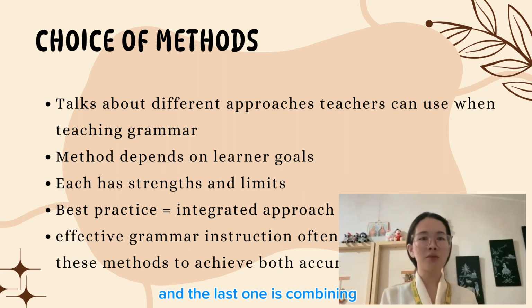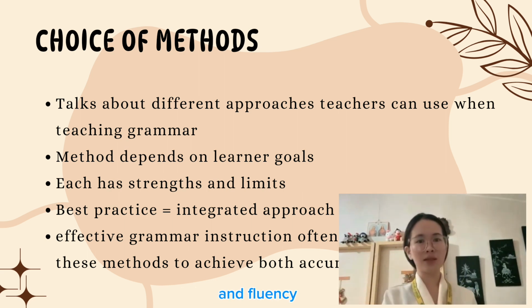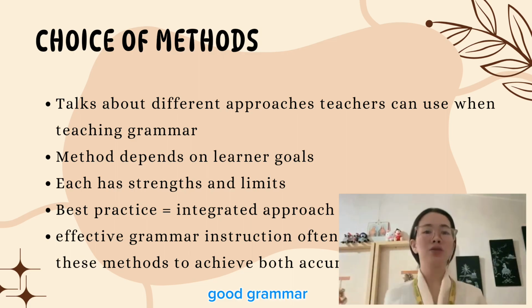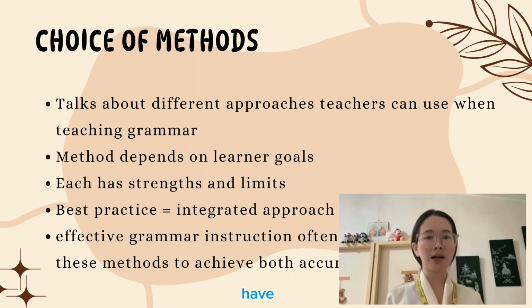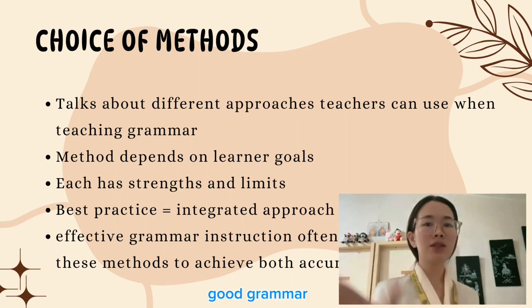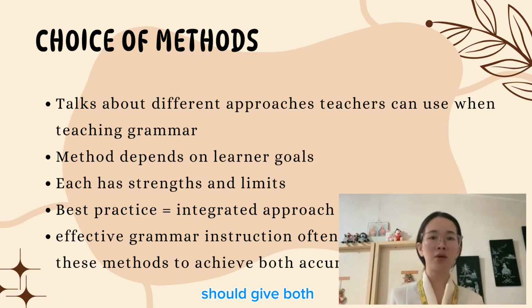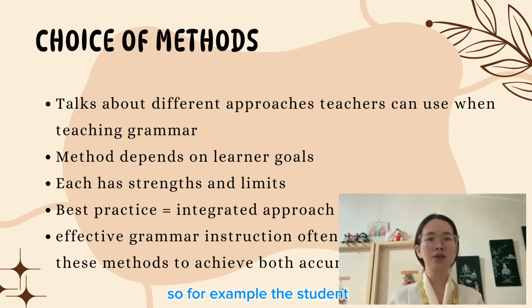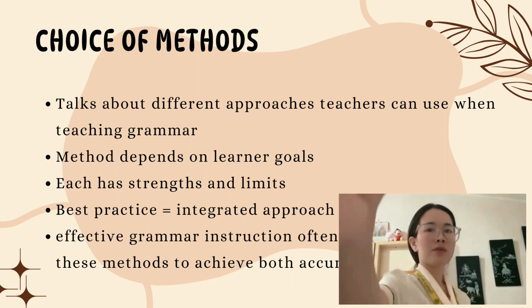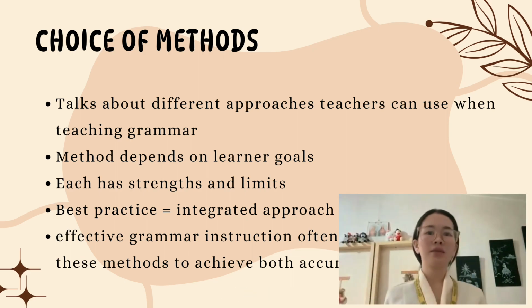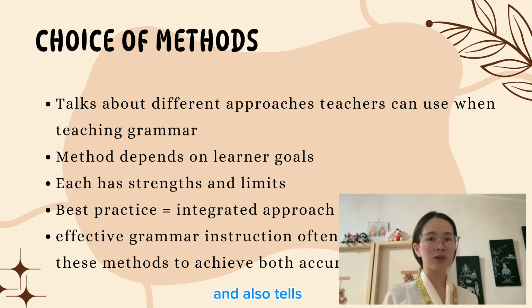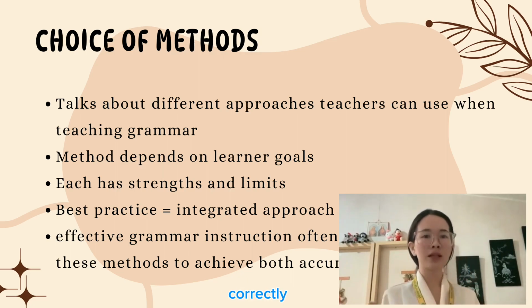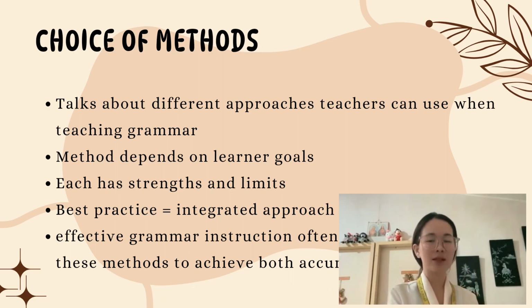And the last one is combining accuracy and fluency. Good grammar teaching should give both accuracy and fluency. So, for example, the student who learns the rules of past tense and also tells a story can say 'I visited a friend' correctly and also say it with confidence.